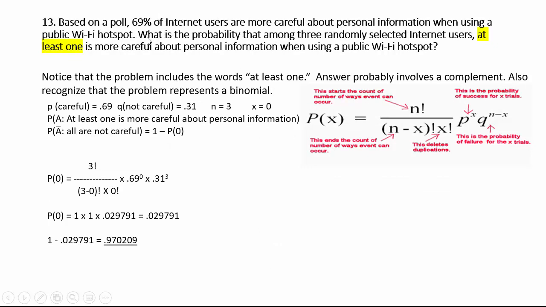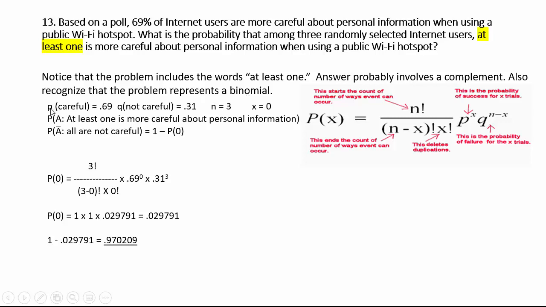Okay, 13. Just more work with binomials. On this one, based on a poll, 69% of internet users are more careful about personal information when using a public Wi-Fi hotspot. What is the probability among 3 randomly selected internet users that at least one is more careful about personal information when using public Wi-Fi hotspot? So once again, notice that this thing used the words at least one, so the probability answer probably involves a complement, and also recognize the problem represents a binomial.